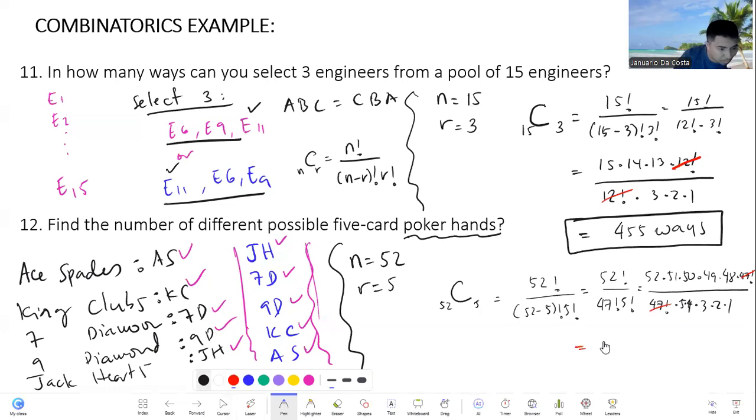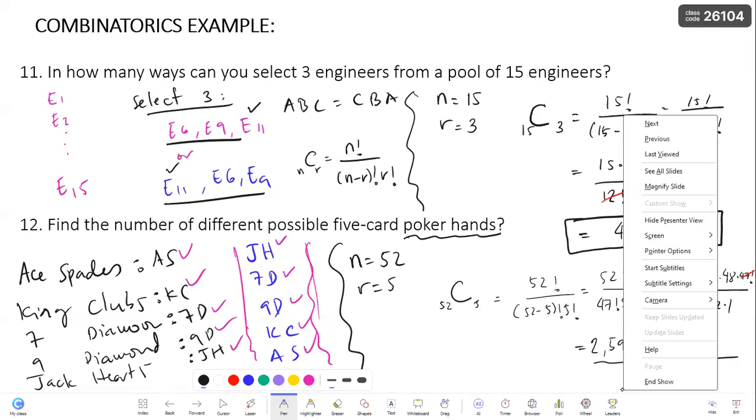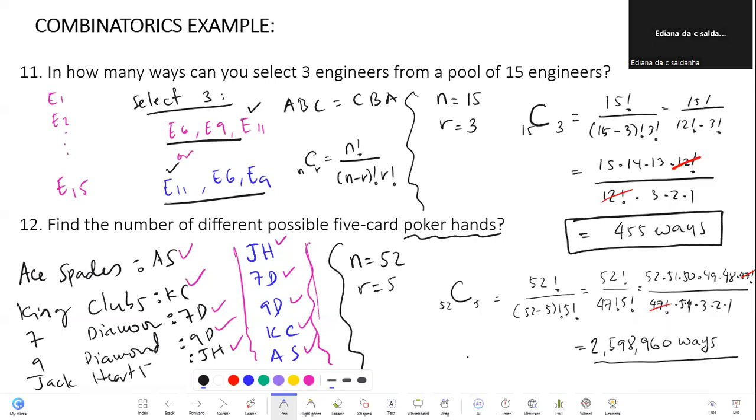And then what do you get? If you put it in a calculator, what do you get? 2,598,960 ways. Okay? Do you understand? If you plug this in a calculator, that's what you get.